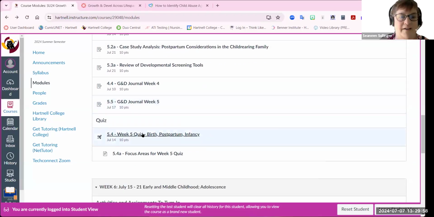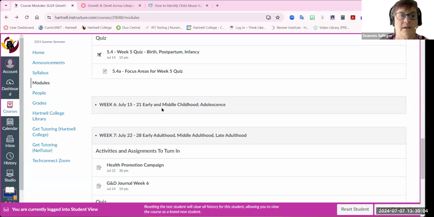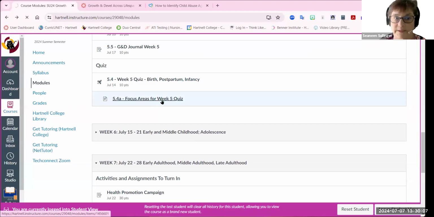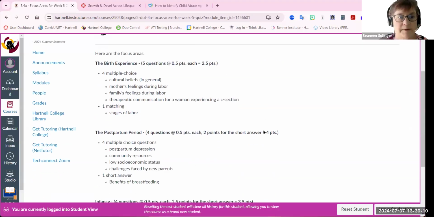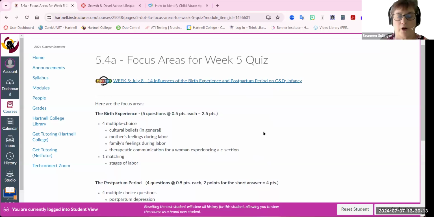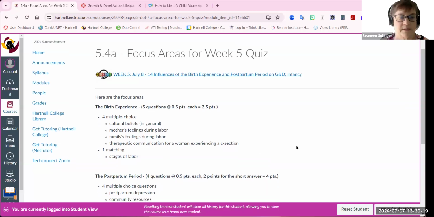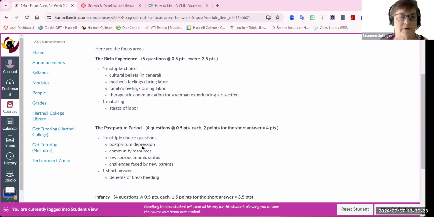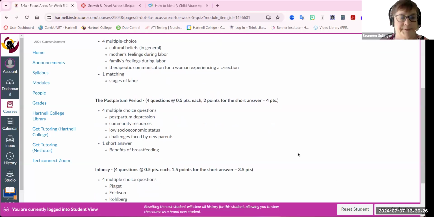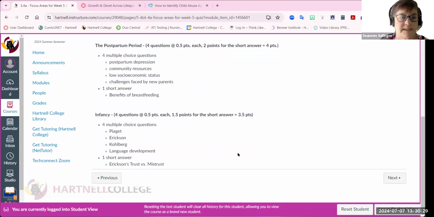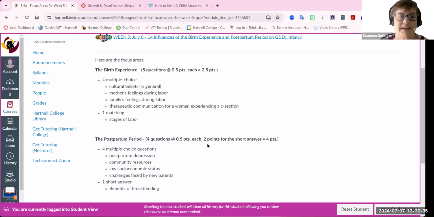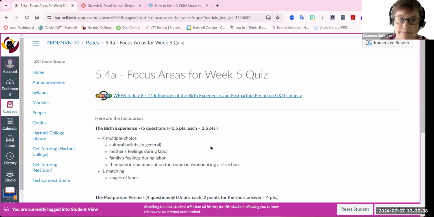And then you will have the quiz. Here are the focus areas for the week 5 quiz. Hopefully you have a feel for how I do the quizzes now. So 5 questions. These are the topics: for the postpartum, 4 questions and a short answer, and infancy, a short answer, and then going back to those theorists. So those are there. Again, you have the 2 hours to do it. You have 2 attempts.